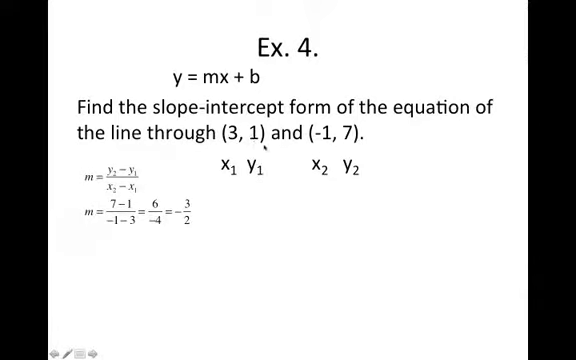So y2 minus y1 is going to give us 7 minus 1. x2 minus x1 is going to give us negative 1 minus 3. 7 minus 1 is 6. Negative 1 minus 3 is negative 4.